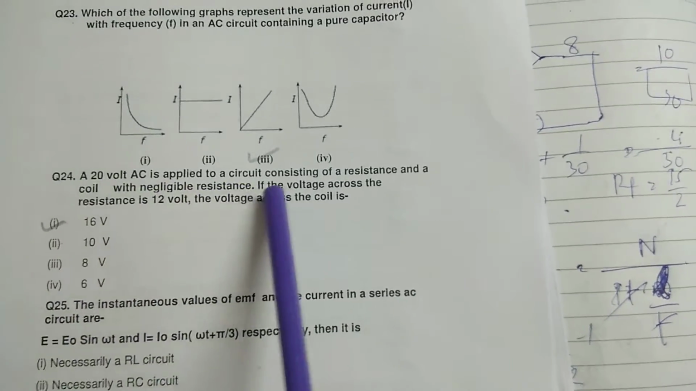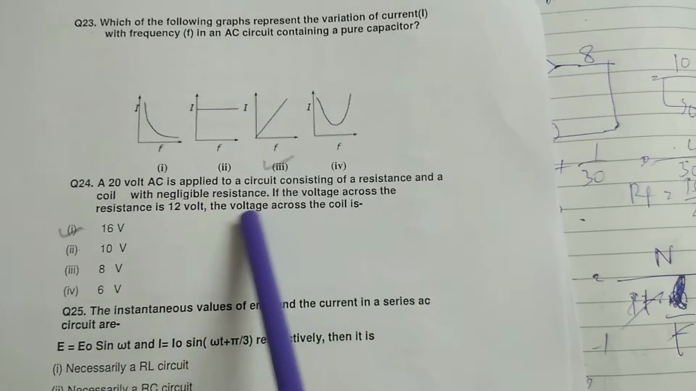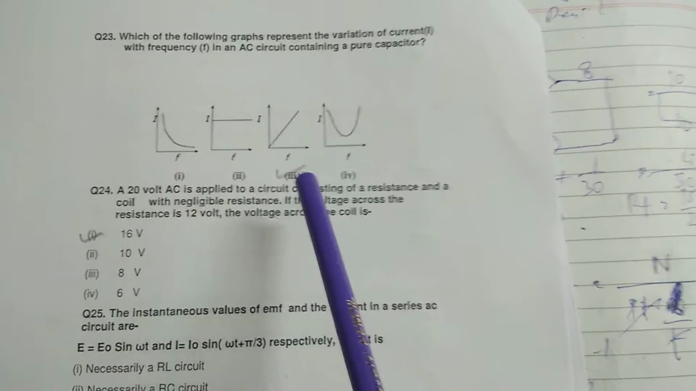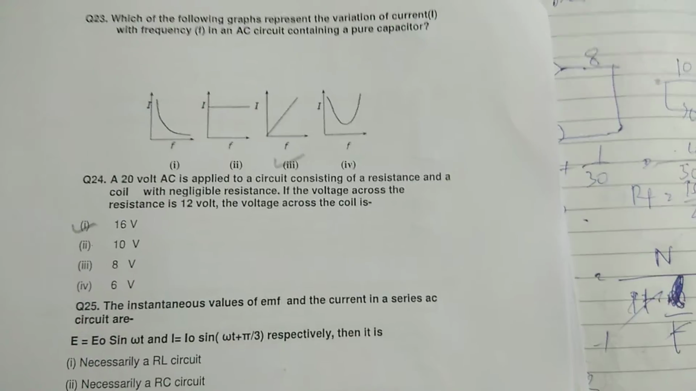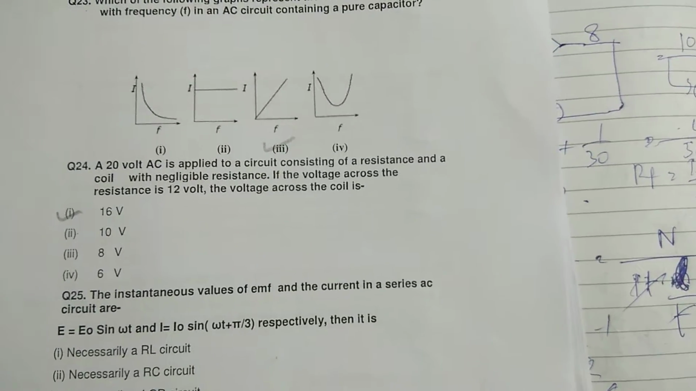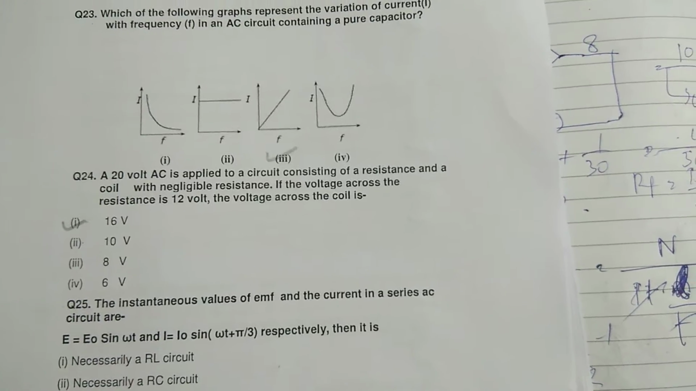20 volt AC is applied to a circuit consisting of a resistance and a coil with negligible resistance. Coil means you have to assume inductor. So if the voltage across the resistance is 12 volt, the voltage across the coil, which is obviously an inductor, otherwise they would have mentioned capacitor or condenser or something like that.